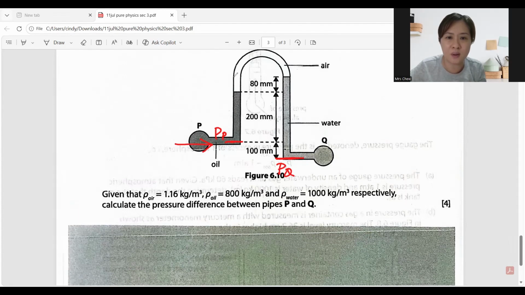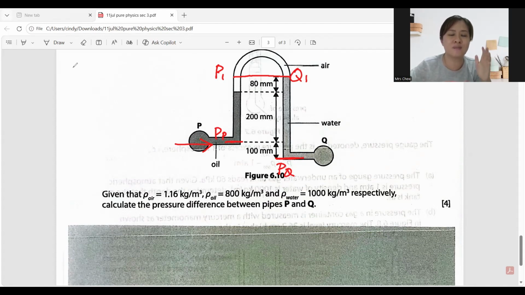We will always take the highest one because we want to make sure that we cover all the pressure caused by any liquid. So let's say here we put P prime, then here we put Q prime. And at the back of our head, we must know that P prime equals Q prime. The pressure at P prime equals the pressure at Q prime.